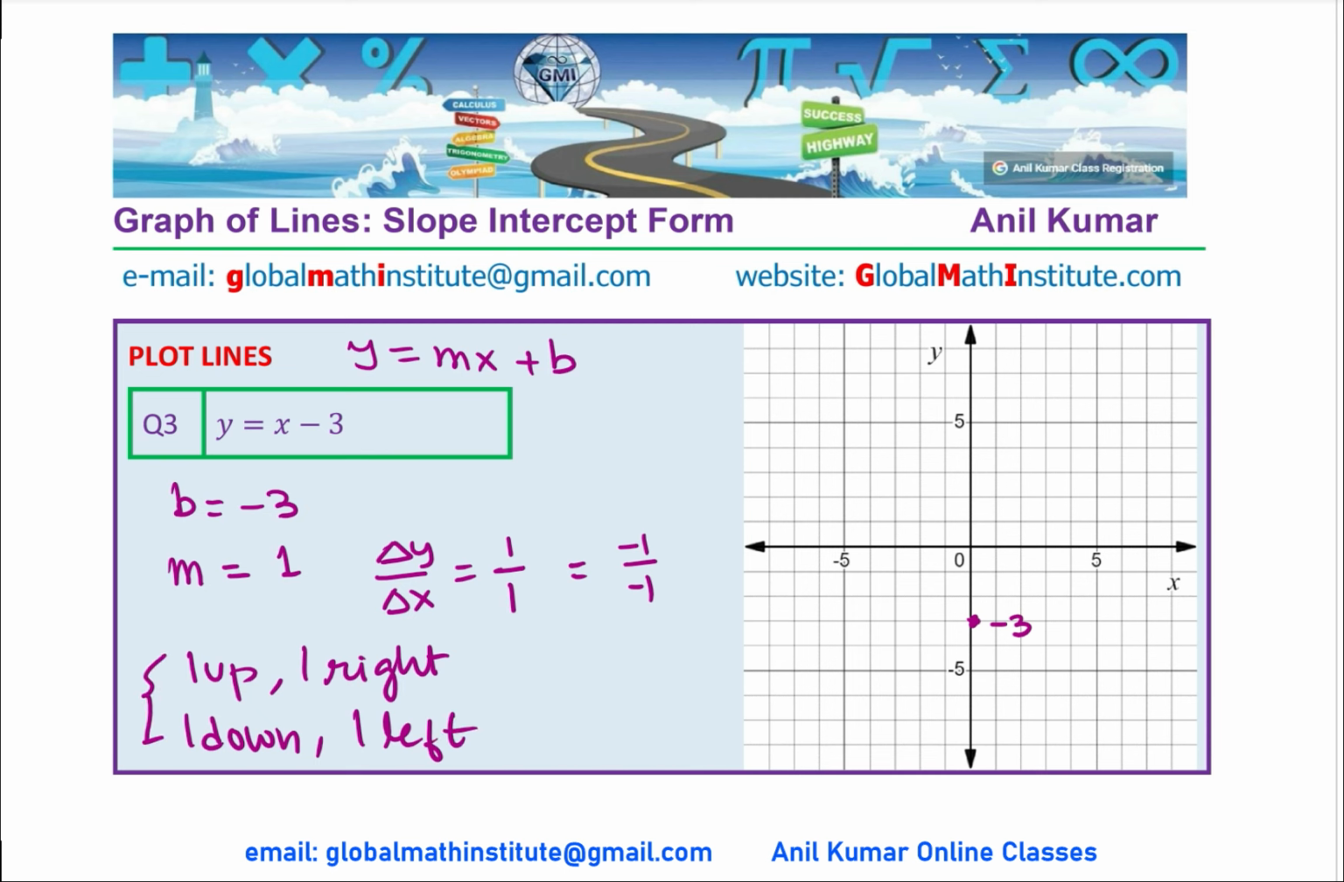So let's do this. Let's go first 1 up, 1 right. So you go 1 up, 1 right, you get here. 1 up, 1 right, you get there. 1 up, 1 right. So you see how easily you're getting the points. Or you could go 1 down, 1 left, you get a point. 1 down, 1 left, you get a point. Now all these points, when connected, will give you the line whose equation is y equals x minus 3.